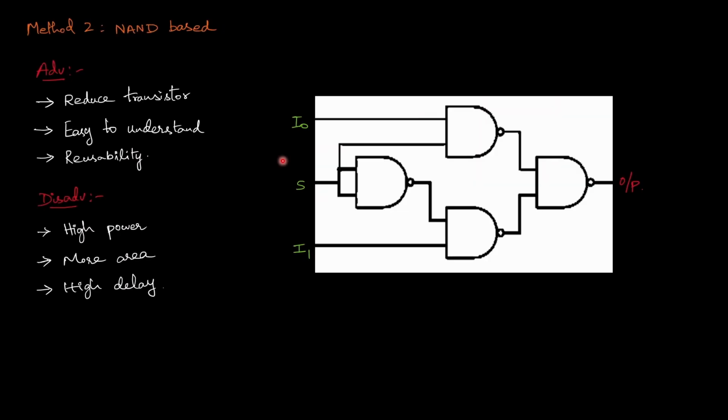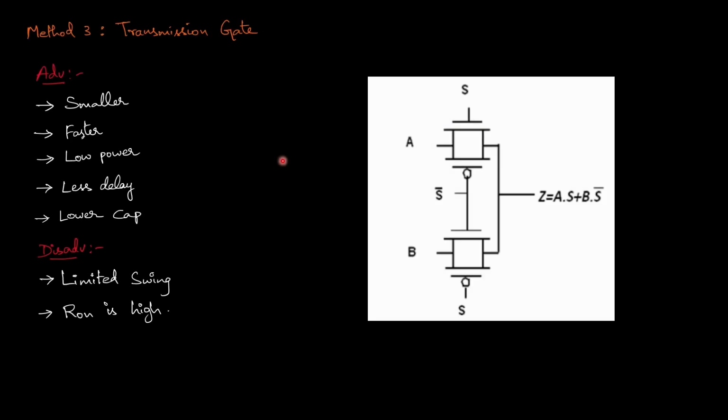Another popular implementation is only using the NAND gates. This is useful because many digital standard cell libraries are heavily NAND based, making the design more modular and reusable. But the drawback is that it consumes higher power, occupies larger area and offers more delay due to the parasitics.